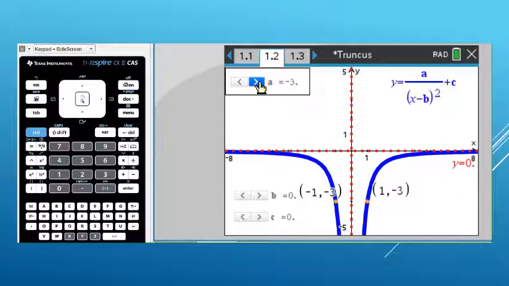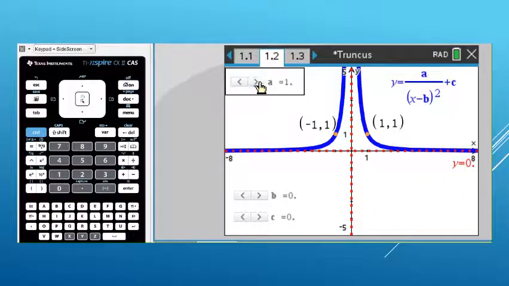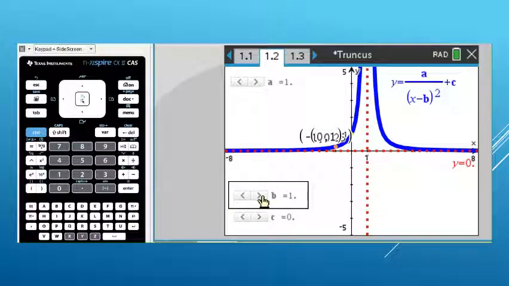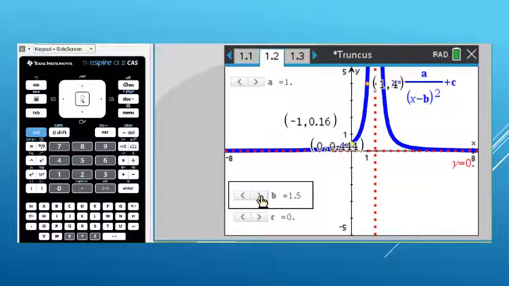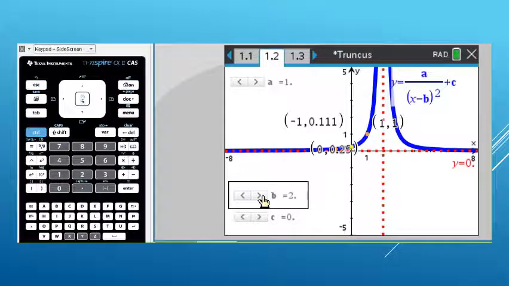Alright, let's go back to where a equals 1, our standard truncus graph. Here it is. That's 1 on x squared at the moment. Now I'm going to investigate what happens by changing the value of b. If I make b positive 1, the truncus has been moved 1 unit to the right. You can see here that the point that originally was (-1, 1) is now (0, 1). This point here is what happens when x equals negative 1, because that was one of the standard points to start with. If I make b 2, the graph has moved 2 to the right.